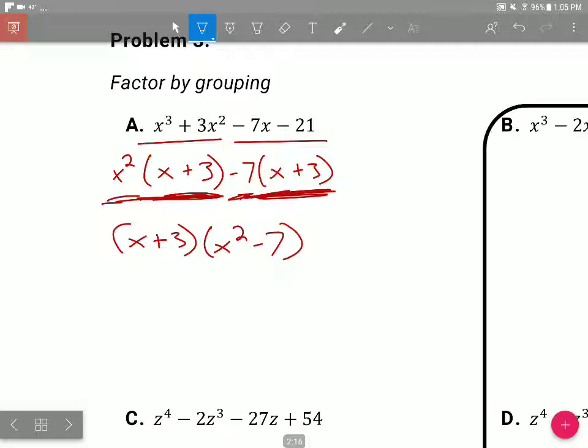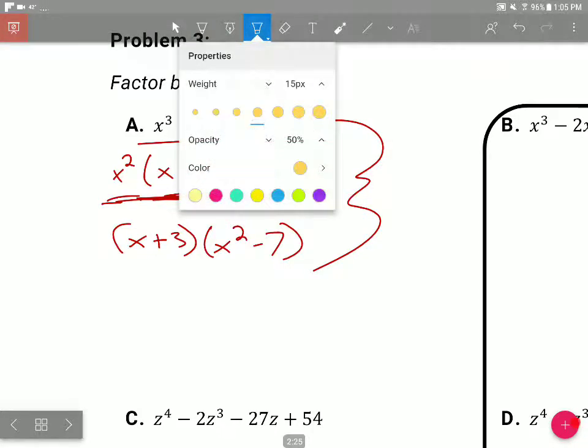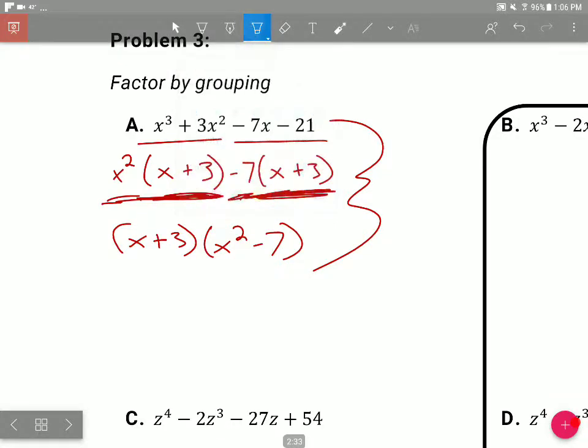It's called that because we are literally grouping them together. All right? Now, ask this. Is that factored completely? No, it's not. That's a wise choice. So this has an x squared minus 7 right there. So I'm going to drag the x plus 3 down. And I can factor that right side.